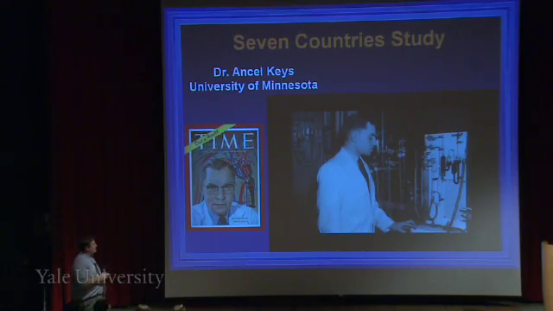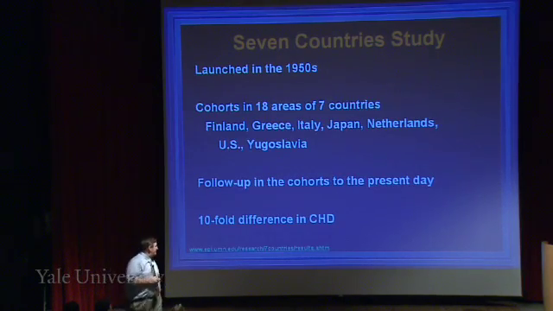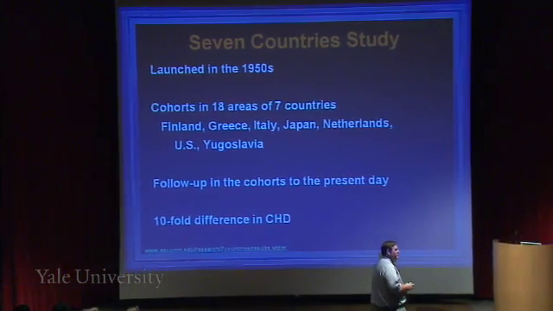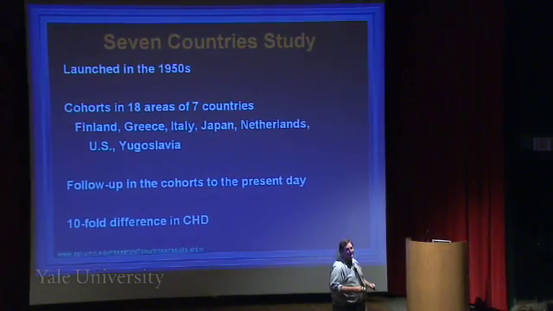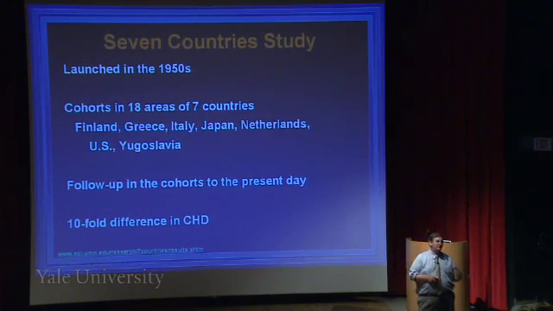But in the 7-country study, Keys and colleagues started in the 1950s and had cohorts of people, again, groups of people followed over time. 18 of these cohorts over 7 countries: Finland, Greece, Italy, Japan, the Netherlands, US, and Yugoslavia. And there are still some follow-ups of these populations even to this day. One of the initial things that Keys found is that there was as much as a 10-fold difference in rates of coronary disease, CHD, which stands for coronary heart disease, across these 7 countries, from the lowest to the highest.